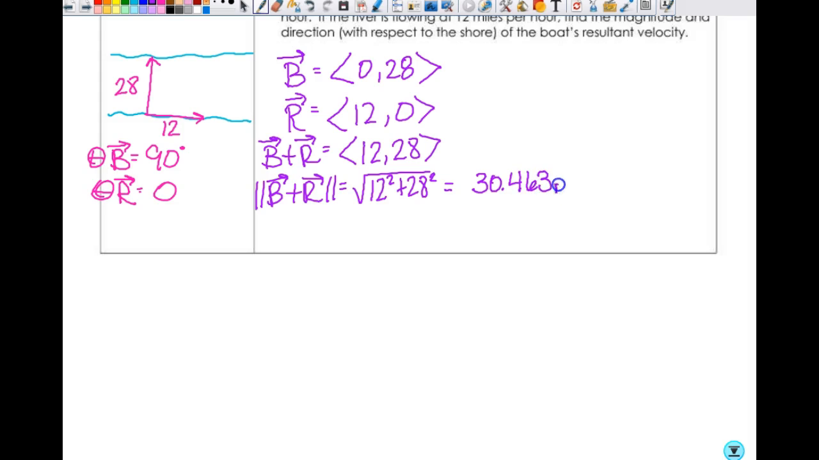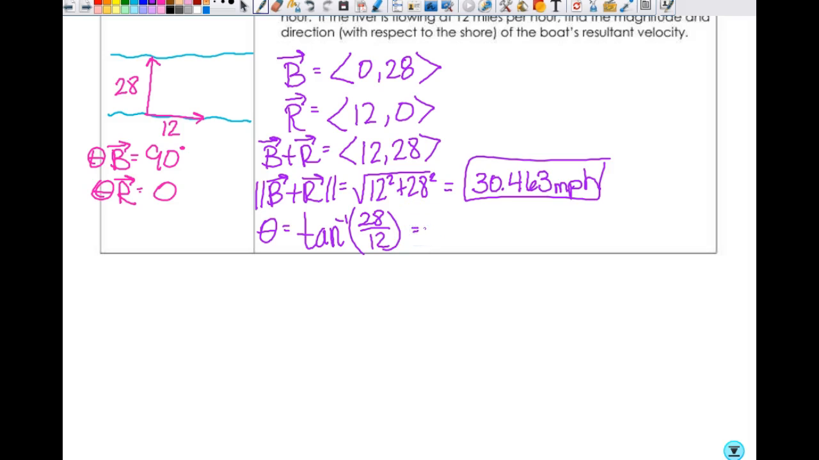30.463. Yes, good. So miles per hour. Then I need theta. So theta is equal to the tangent inverse of 28 over 12. And I would not bother with reducing those if you're about to use the calculator.